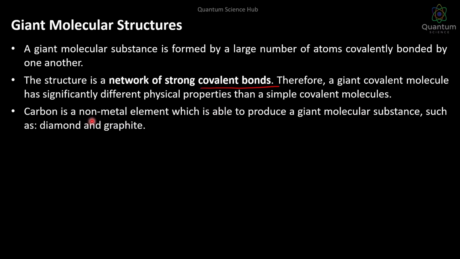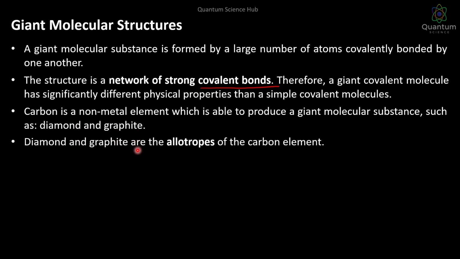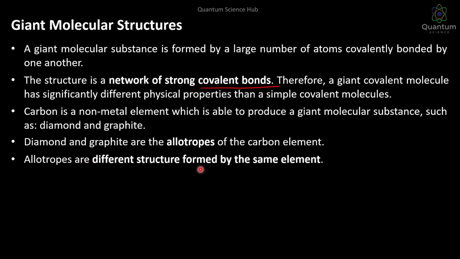Carbon is a non-metal element which is able to produce a giant molecular substance such as diamond and graphite. So diamond and graphite are the allotropes of the carbon element. What are allotropes? Allotropes are different structures formed by the same element. So diamond and graphite are allotropes of carbon. That means diamond and graphite are just made up of carbon, but their structures are totally different.